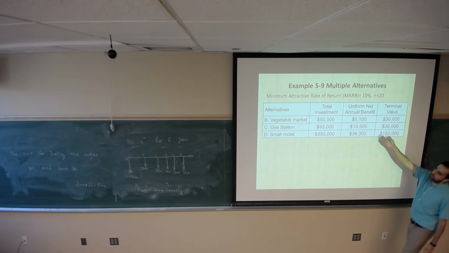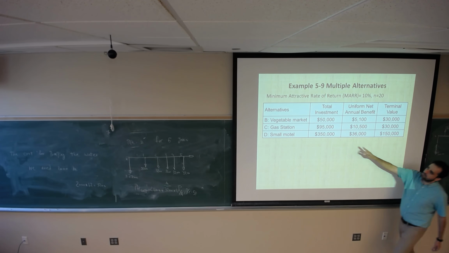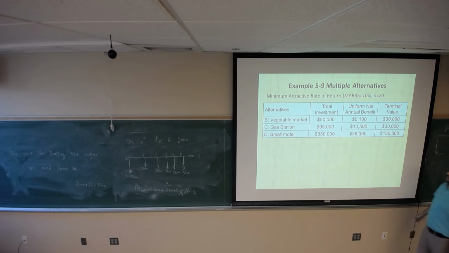So for vegetable, for example, you put $50,000 for 20 years, you can get benefit of 5,100, and at the end you can sell it at 30,000. You can draw the cash flow diagram for second and third.